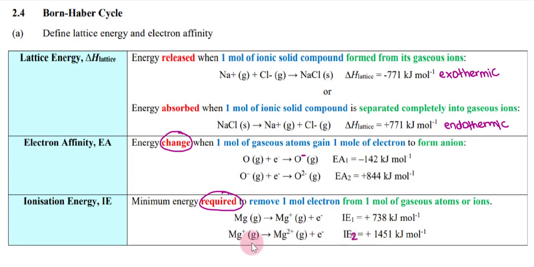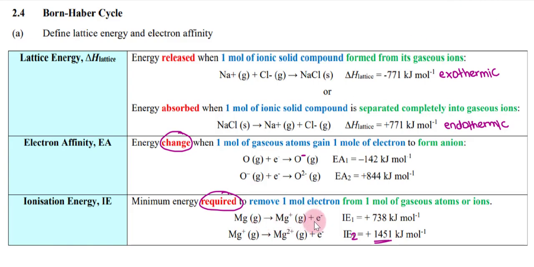Since we are going to remove the electron from the positively charged ion for the second ionization energy, if you notice here, we will need more energy. So as we remove the electrons, the ionization energy increases for the next electron that we are going to remove.